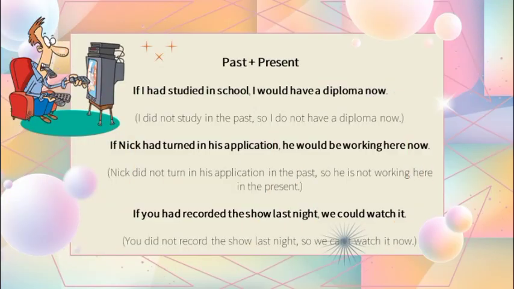The examples of past plus present are, if I had studied in school, I would have a diploma now. If Nick had turned in his application, he would be working here now. If you had recorded the show last night, we could watch it.